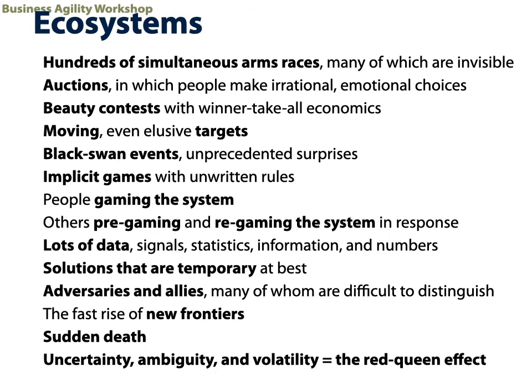So we have hundreds of simultaneous arms races, many of which are invisible. We have auctions all the time in which people make irrational emotional choices and just try to win rather than get the best deal. Beauty contests all the time, and often with winner-take-all economics, especially in startups and in technology companies and platforms. We have moving and even impossible to find targets. We think we know what the targets are, but not only are they moving, sometimes we're just going after the wrong ones. That's very common. I have a new essay on that just came out this week on shortfalls.